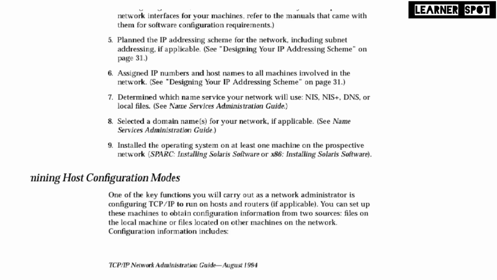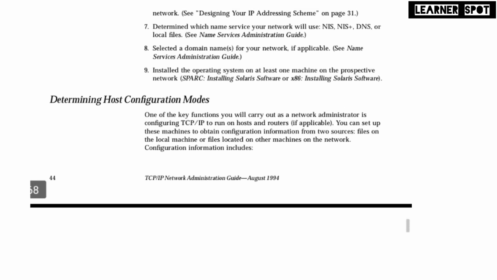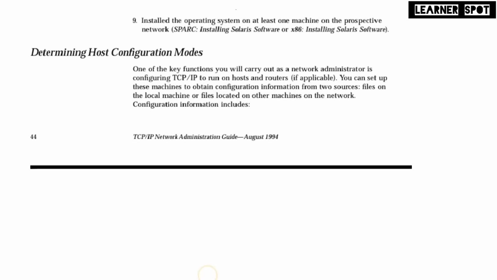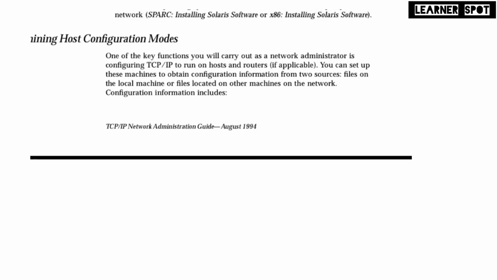On the fifth step, we have to plan the IP address scheme for the network, including the subnet addressing. Next, we have to assign the IP numbers and the host numbers. Next, our main target is determining the host configuration modes. One of the key functions you will carry out as a network administrator is configuring TCP/IP to run on the hosts and the routers.